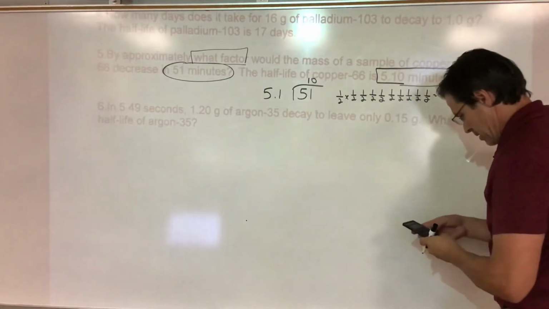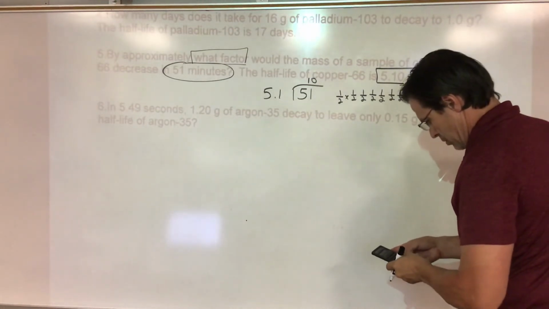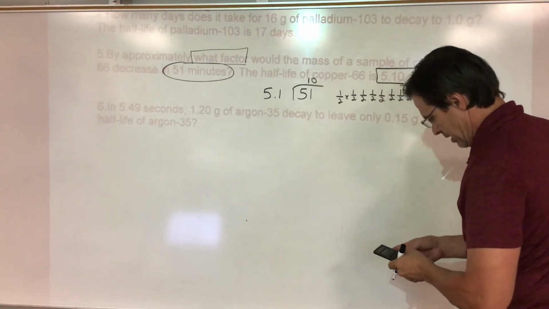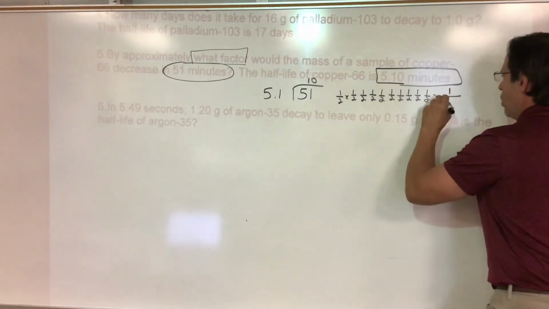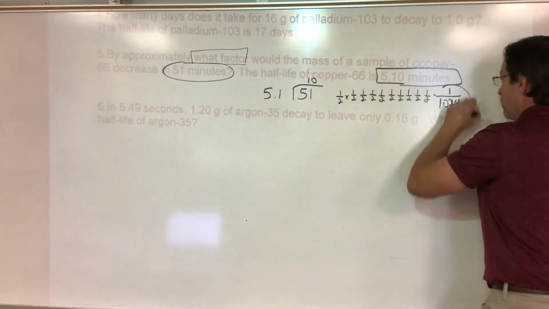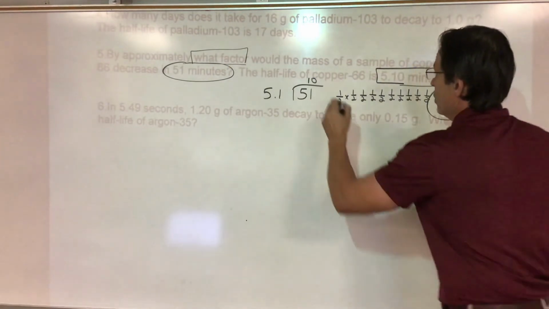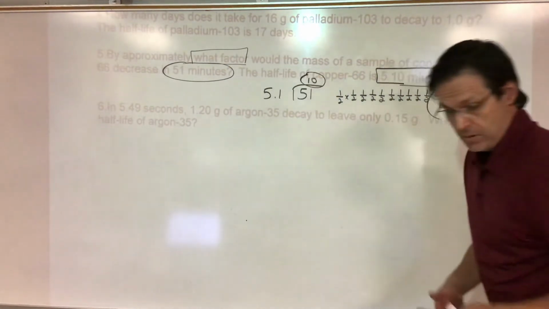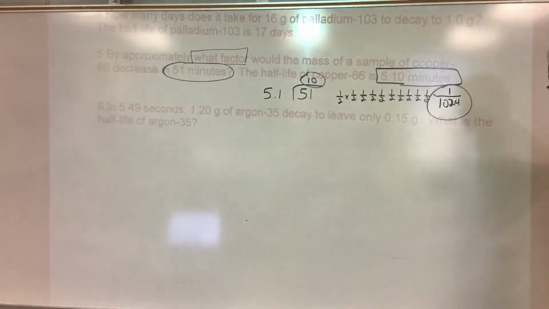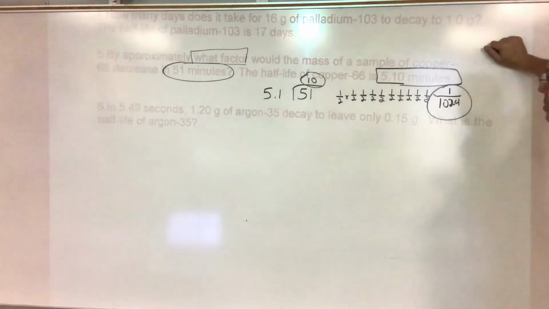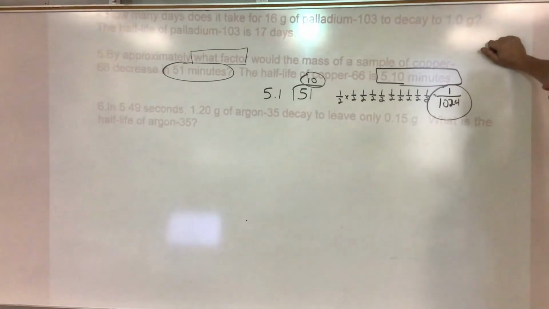That's the same as saying 1/2 times itself 10 times: 1, 2, 3, 4, 5, 6, 7, 8, 9, 10. So that's the same as saying 1 over 1,024, if I wanted to put it in a fraction. Think of this as a pizza that you had to slice into 1,024 equal pieces. That's what's left of the sample after going through 10 half-lives. That was real simple.